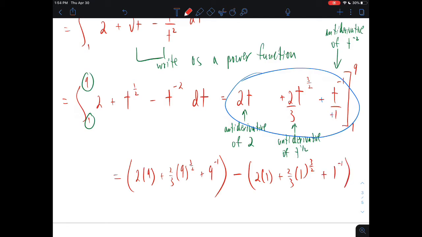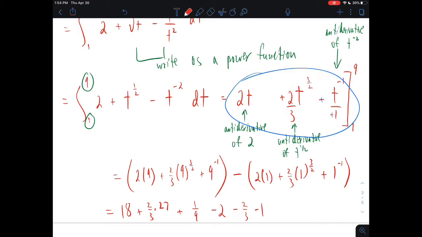And now let's simplify what I have remaining. 2 times 9 is 18. 9 to the 3/2, that's the square root of 9, which is 3, cubed. So 3 cubed is 27, so this becomes plus 2/3 times 27, which we'll be able to simplify a little bit with that. And then plus 9 to the negative 1 is just 1/9. And then I need to distribute my negative, minus 2 times 1, so that's minus 2. Minus 2/3 times 1, so that's minus 2/3. And then minus 1.